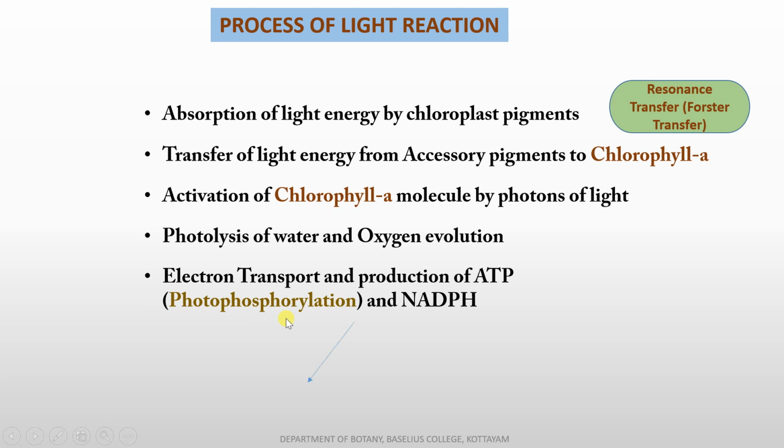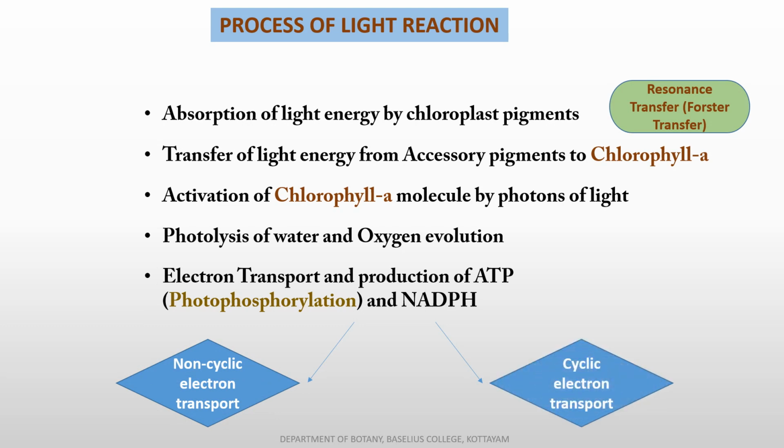And one more thing, based on the nature of the electron path, whether it is cyclic or non-cyclic, two different types of photochemical reactions are taking place in the chloroplast, in the thylakoid portion. One is non-cyclic electron transport, the other one is cyclic electron transport. Hope you all understood what I said, and I am coming with non-cyclic electron transport in detail in the next video. Okay, thank you.